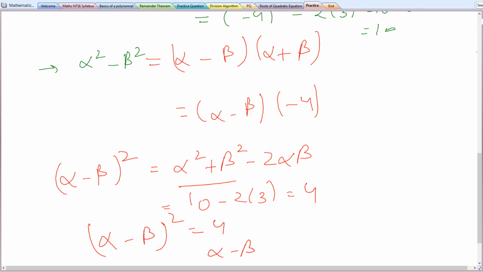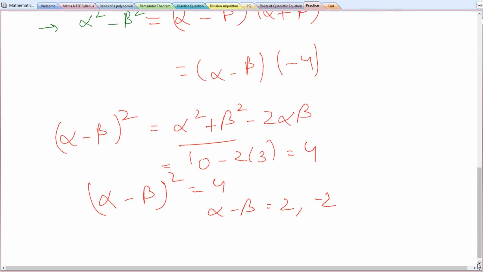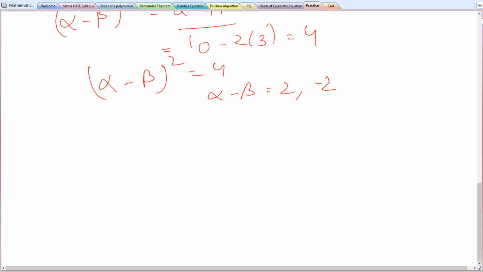Now alpha minus beta can be 2 as well as minus 2, right? Because if the value of a square is 4, its square root can be plus 2 and minus 2, right? So this is where we need to verify, and the answer can come from both values.